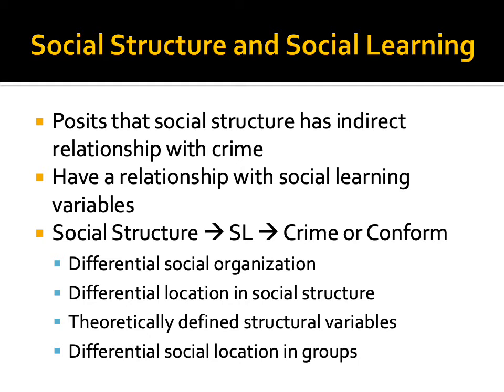So the four variables within social structure, social learning, are differential social organization, differential location in the social structure, theoretically defined structural variables, and differential social location in groups.